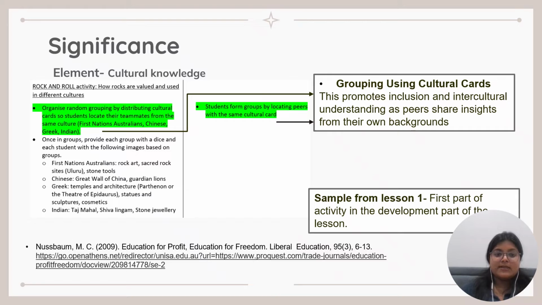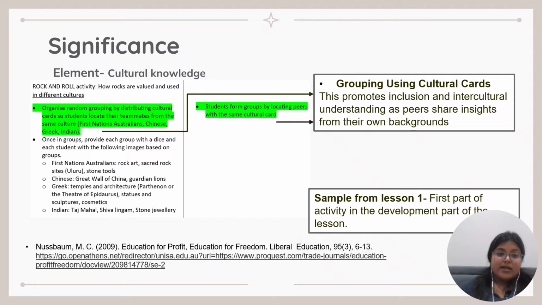For instance, if a student wasn't sure what their card represented, another peer from that culture or not could guide them. So this small interaction between them creates a moment of cultural learning. Students start to recognize and name different cultures, which builds respect and curiosity.